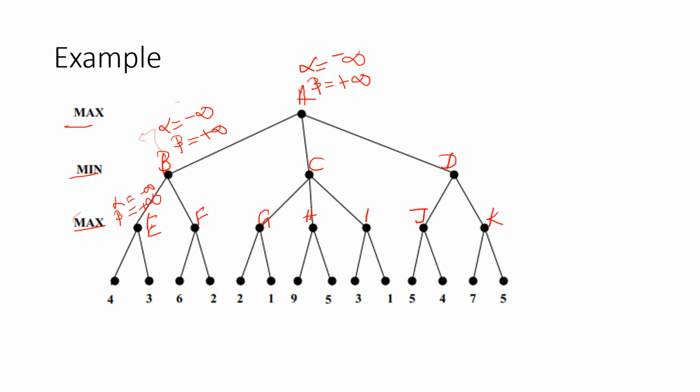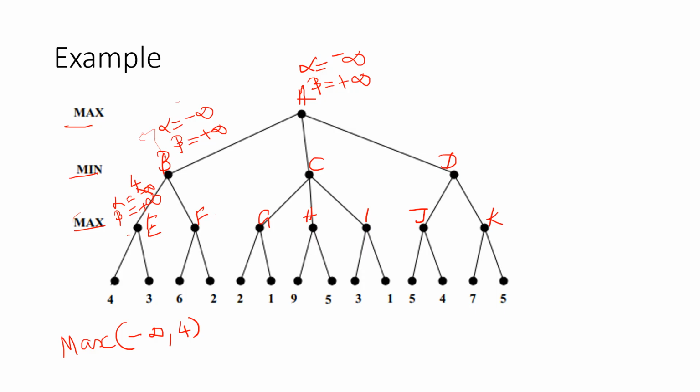So at node E, we are comparing with the leaf node. We know that E is a max node, so it will compare alpha and the leaf node value. It will find the maximum because this is a max node. So it will select the maximum of minus infinity and the leaf node value 4. Which one is largest? 4 is largest, so it will update alpha equal to 4. At node E, this is a max node, so it will update only alpha. It will not update beta.